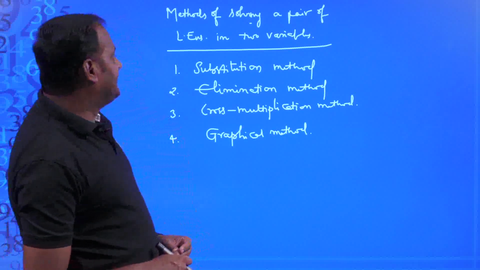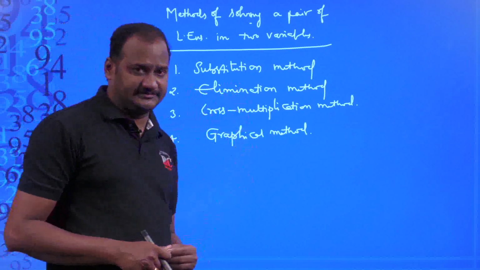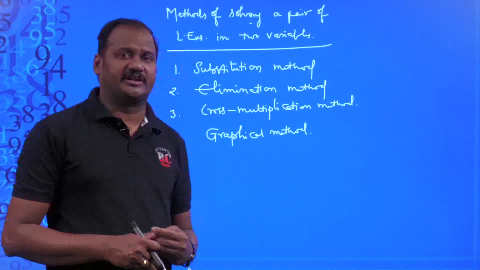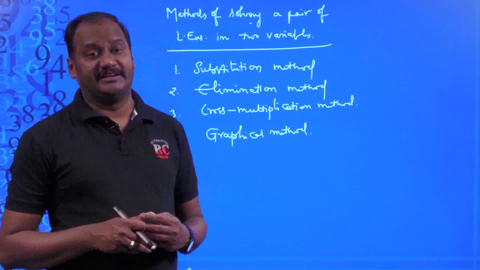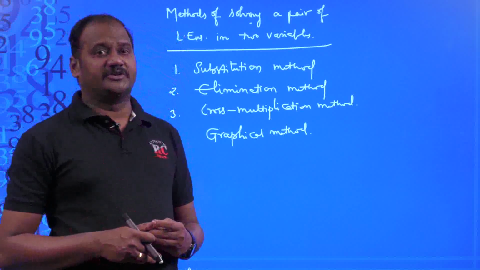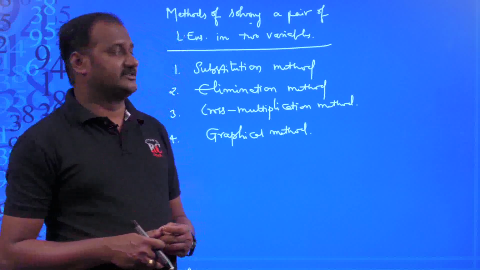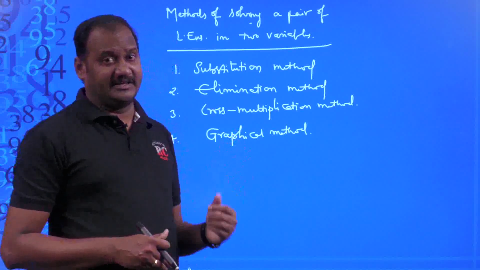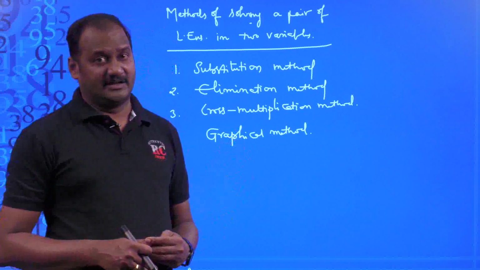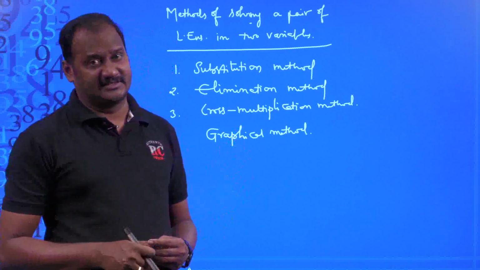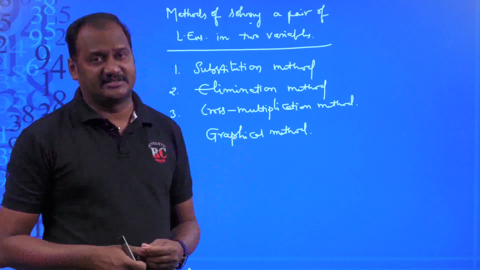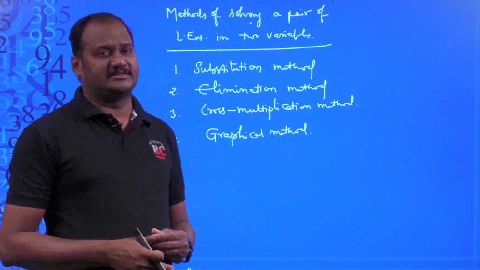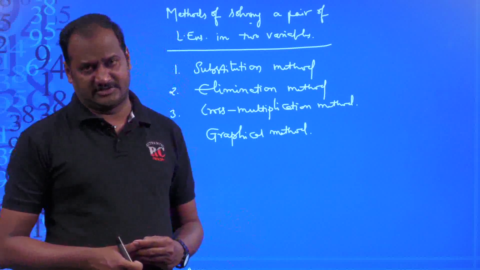So, now we will be discussing the substitution method, elimination method and cross multiplication method. For example, you are given a pair of linear equations, and how are you going to solve them? By substitution method, by elimination method, by cross multiplication method, if a unique solution exists. Suppose if a unique solution does not exist, then there are infinitely many solutions, otherwise there is no solution. In that case, we are not going to find those solutions, right.